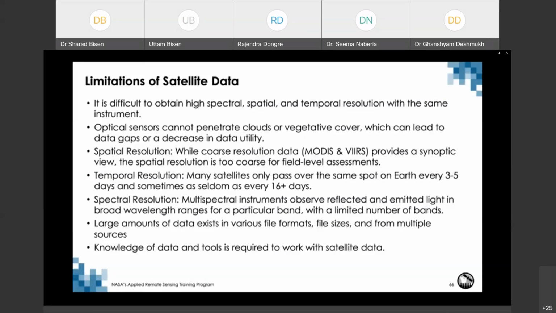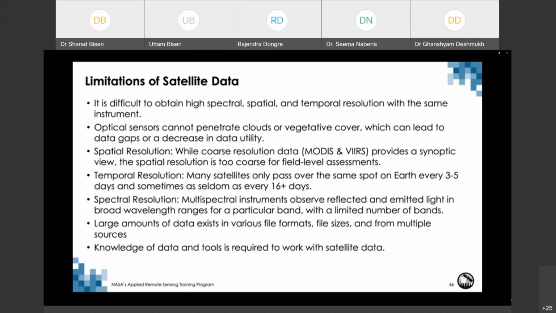In regards to temporal resolution, many satellites only pass over the same spot on Earth every 3 to 5 days, and sometimes as seldom as every 16 or more days. This can affect one's ability to assess crop conditions during critical times of the growing season. In regards to the limitations of spectral resolution, multispectral instruments observe reflected and emitted light in broad wavelength ranges for a particular band, with a limited number of bands.